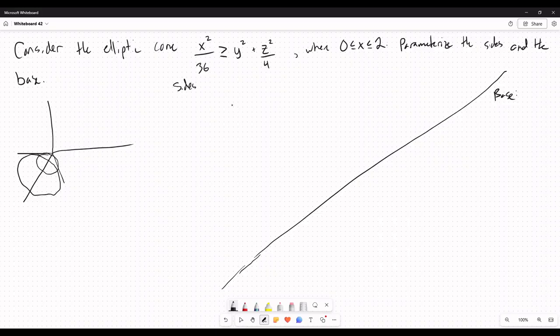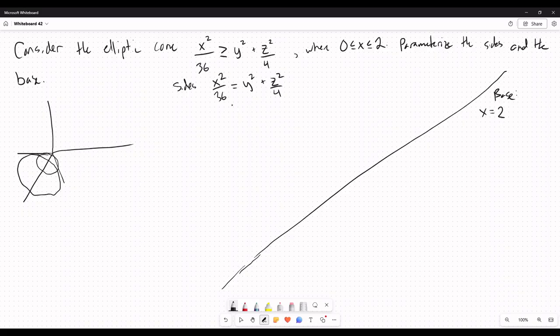We're going to start with the sides, which is we're going to mostly be interested in the equation x squared over 36 equals y squared plus z squared over 4. That's going to be the sides giving me this nice cone shape. The base is going to be a circle, and the circle is going to be what happens when x equals 2, when it reaches this boundary point. We're going to worry about that later.